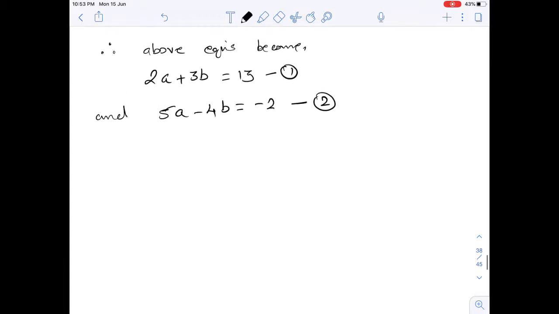Now what we have to do is solve these equations for which variables? For the variables a and b. Now it can be seen that the variable b has opposite signs, so we are going to eliminate this one. How to eliminate it? We have to make the coefficient of b the same. So how to make it the same? We will multiply this equation by 4 and this one by 3.